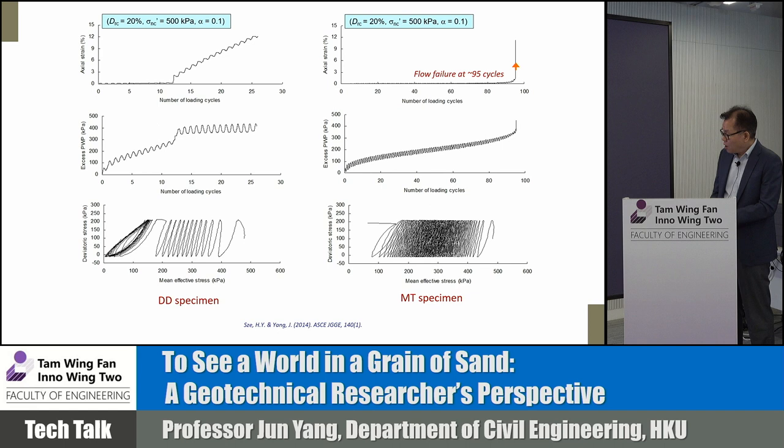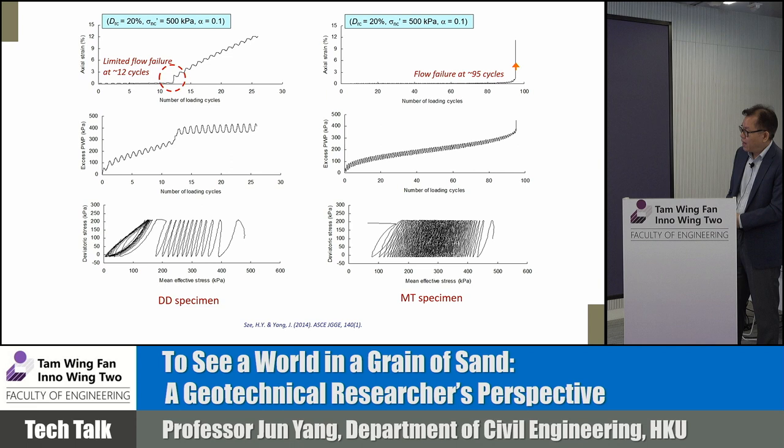For the DD specimen, on the other hand, the behavior is a kind of limited flow, which is characterized by rapid development of deformation, but with limited magnitude. Following this, there is a stable accumulation of plastic deformation. The limited flow is initiated at around 12 cycles. At this moment, we see the pore water pressure has a rapid rise. Correspondingly, we see a notable reduction in the effective stress.